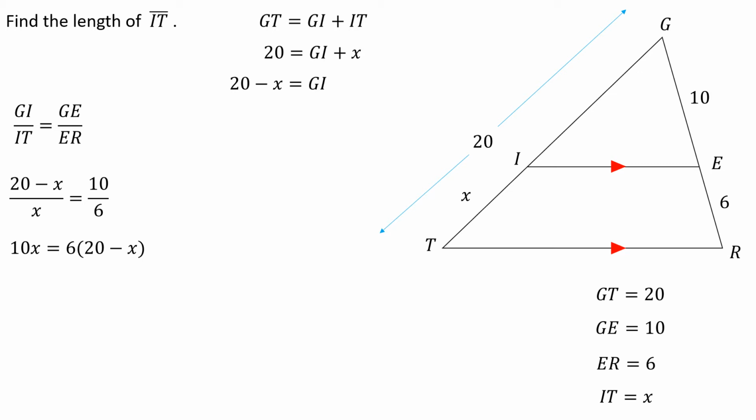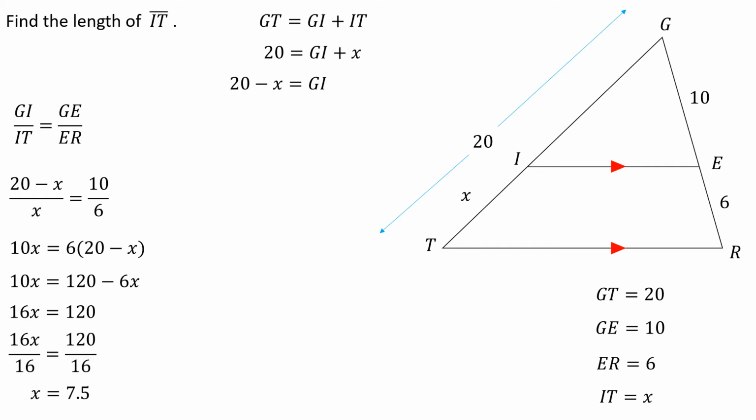Cross multiply. Use the distributive property. Add 6x to each side. Divide by 16. X has to be 7.5. So the length of IT is 7.5.